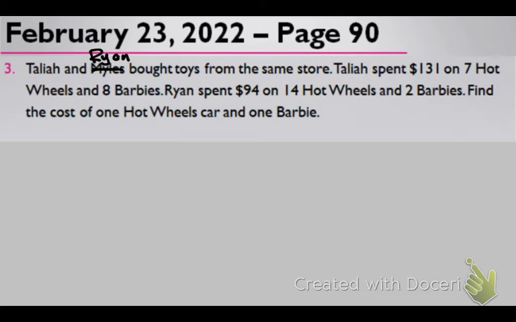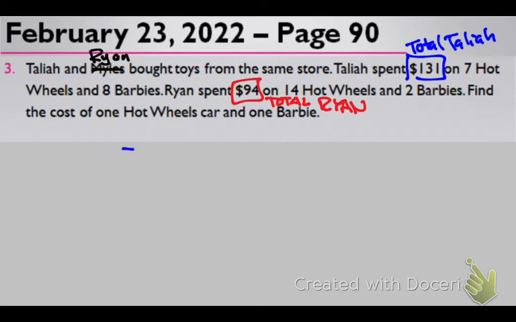Okay, what do we notice? Do we have any totals here? What are our totals? 131 is a total. That's the total for Talia. And 94 is a total. That can be a total for Ryan. So I know that I will have one equation that's equal to 131 and one equation that's equal to 94. Those are my 2 totals.